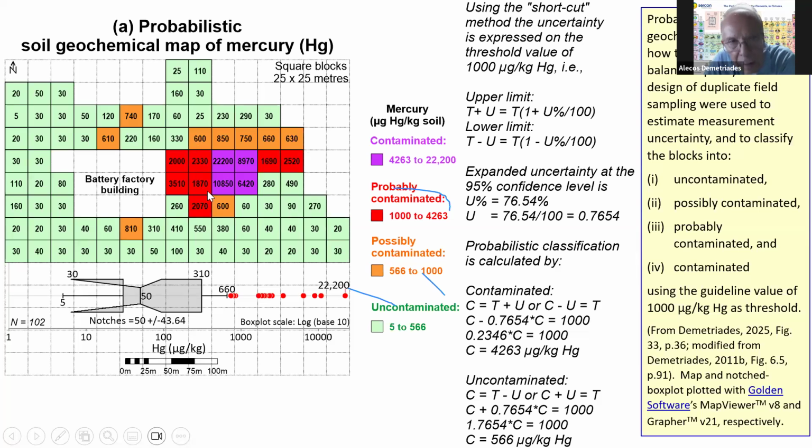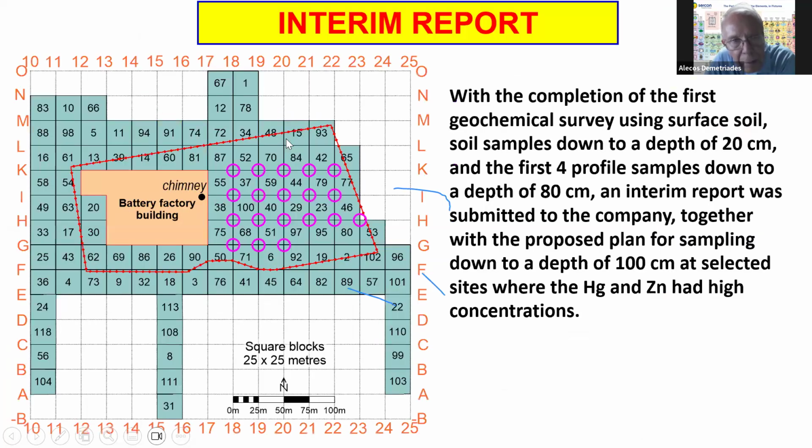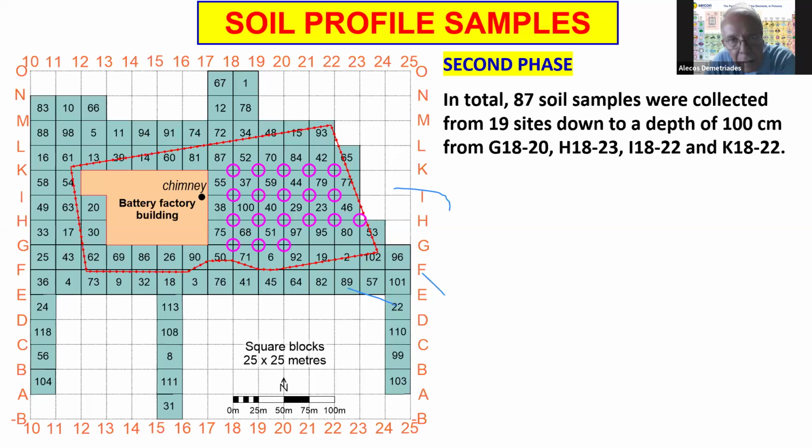And as you can see, we have a different picture because we have the contamination, actual contamination, the probably contaminated are the red blocks, and the possibly contaminated is the pale brown. And this is where we carried out the deeper sampling. Okay, these were the blocks that needed more attention.